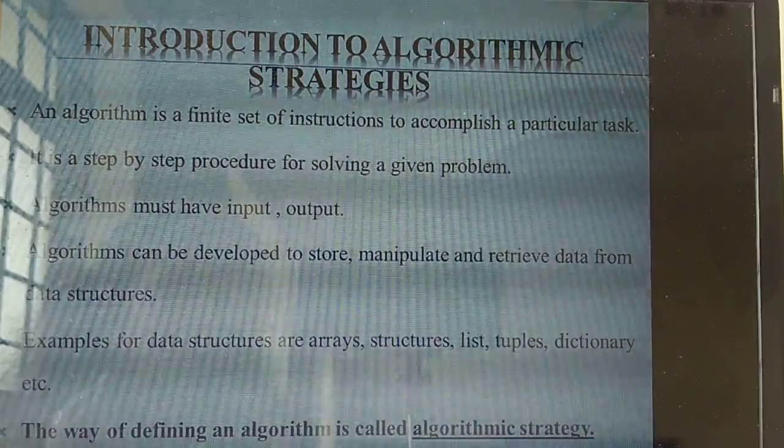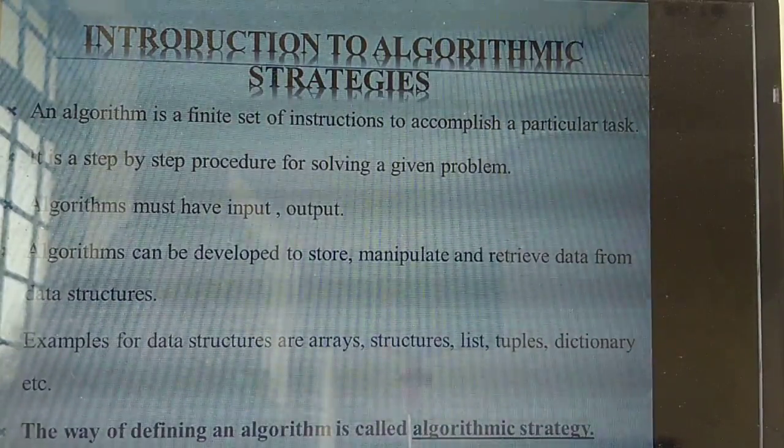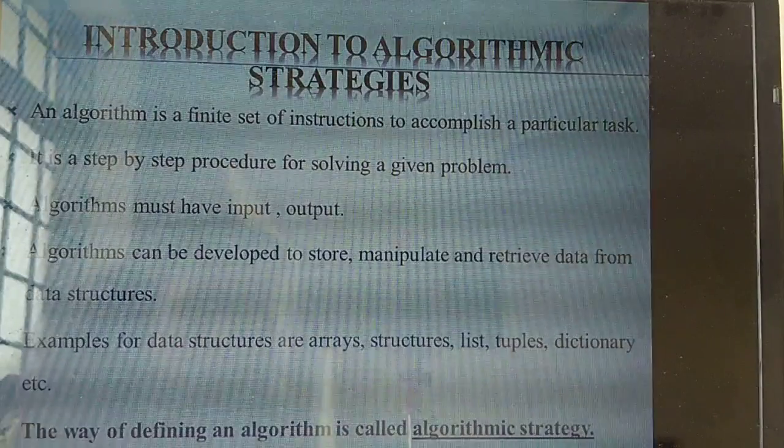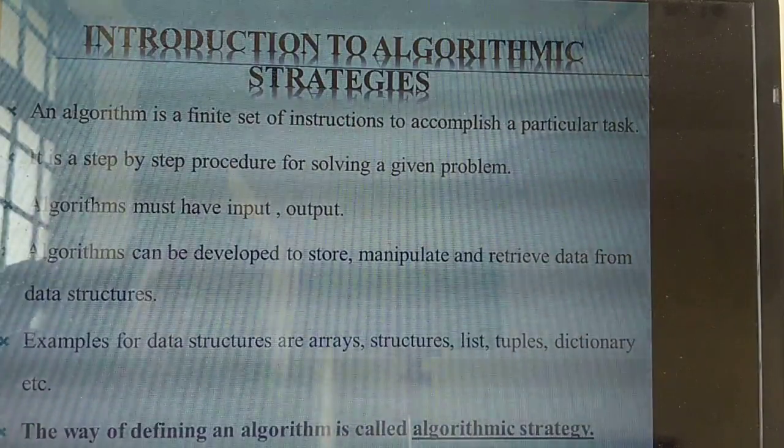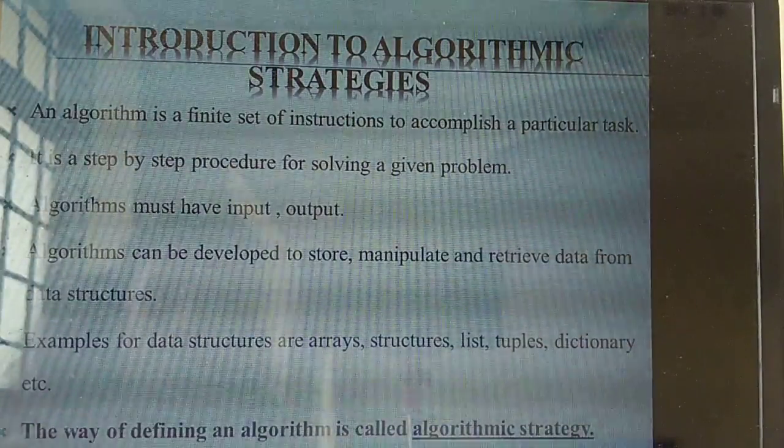Understand what is meant by algorithm? It is a finite set of instructions. What do you mean by instruction? First you do it like this. The second step is you need to do like this. Third step, that is the order. Those are the instructions you are giving. That is an algorithm.